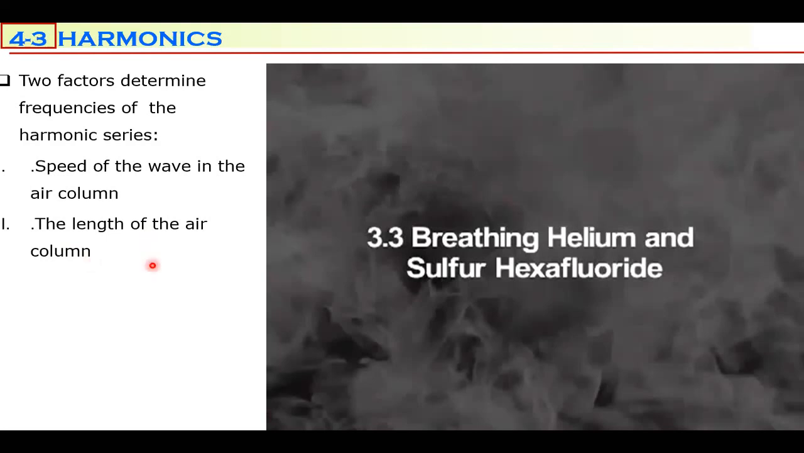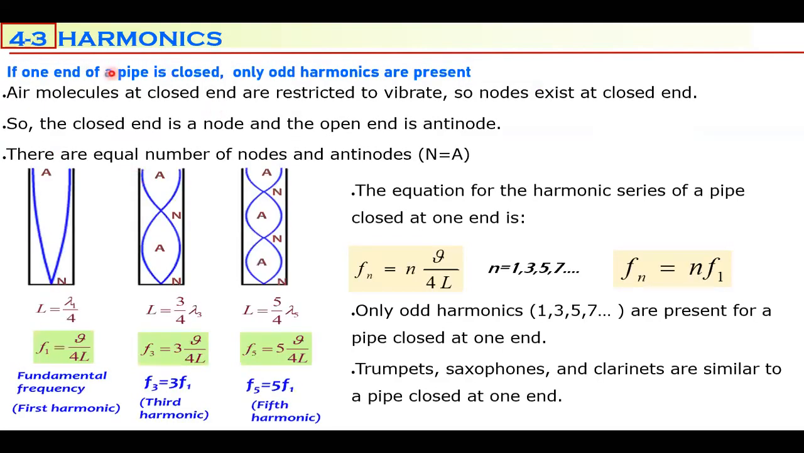And last, the pipes closed at one end. So one end is closed. In this kind of instrument, only odd harmonics are present: 1, 3, 5, 7. 2, 4, 6 don't exist. Air molecules at a closed end are restricted from vibrating, so nodes exist at the closed end. Open ends are antinodes, but closed ends are nodes. So in a closed end pipe, the numbers of nodes and antinodes are equal. One antinode, one node. Two antinodes, two nodes. Three antinodes, three nodes.